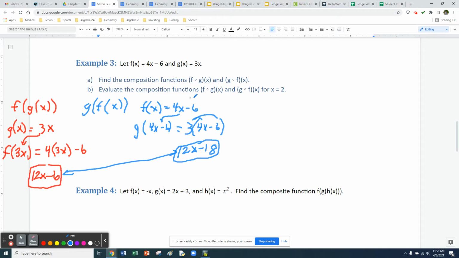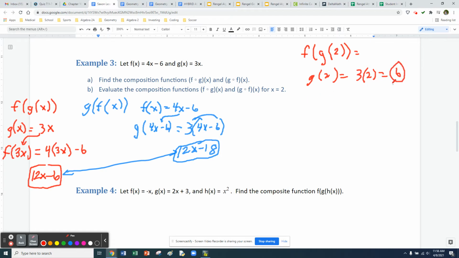And we'll also see that when we input numbers. So here we have f of g of x and g of f of x, and this time we're going to do x equals 2. So let's start with f of g of x. We want to input a 2, so I'm going to take x out, put a 2 in, and figure out what the answer is. So this would tell me first to take g of 2, which means put a 2 in for the g function, which is 3 times 2, equal to 6. So we get g of 2 is 6.